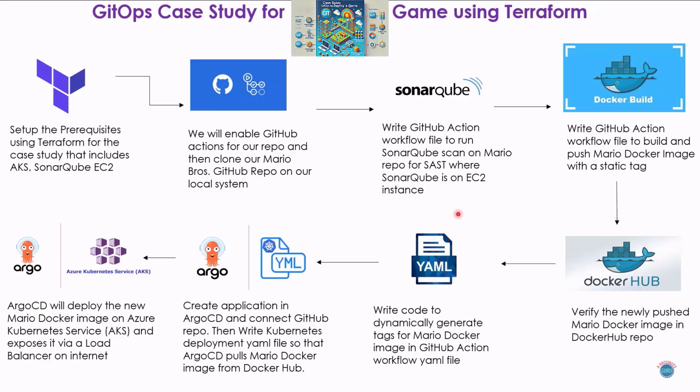Since we will be implementing some security scans during this GitOps case study in the GitOps pipeline, like SonarQube scan, where it can identify security vulnerabilities in our source code, a container scan using Trivy, where it will identify security vulnerabilities in our Mario Docker image. So you might see DevSecOps term used at some places during this course. I have already explained the differences and similarities between GitOps and DevSecOps. So please do not get confused.